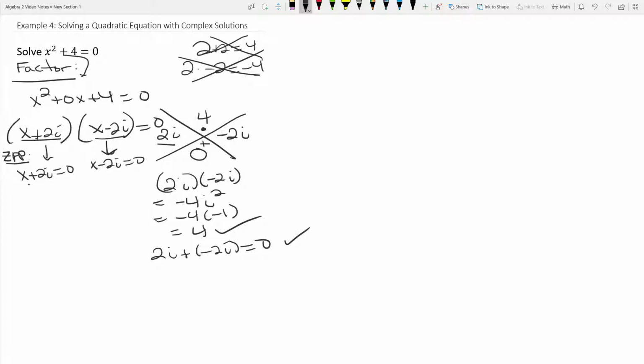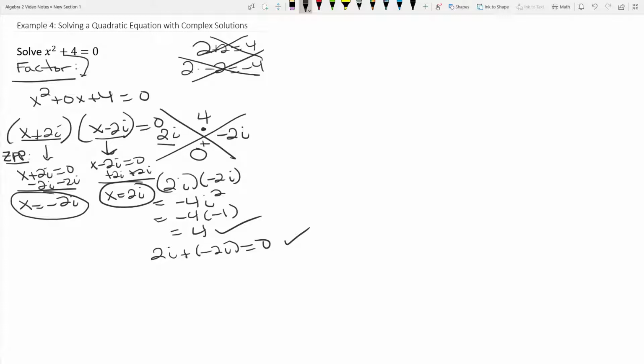In that case, you just subtract 2i on both sides, so x has to be negative 2i. So we got one of our solutions. And for this one, you're just going to add 2i to both sides, so x equals 2i. That's how you factor and solve it using factoring.